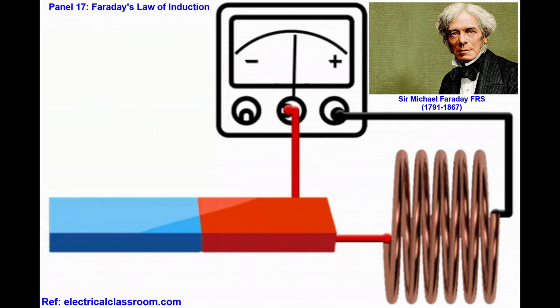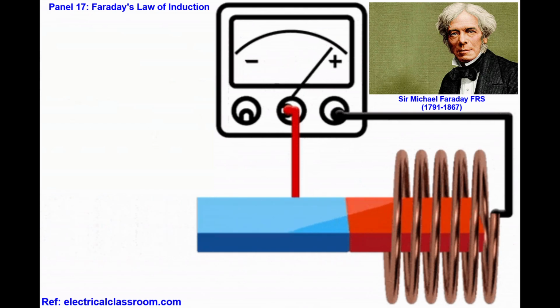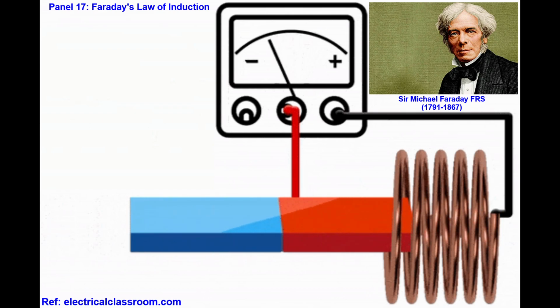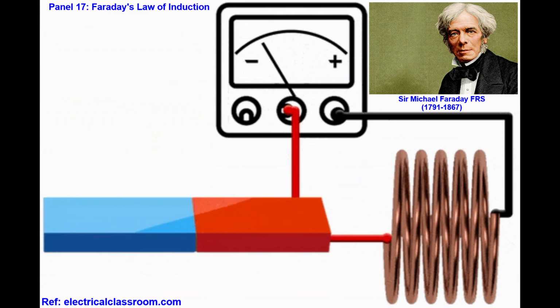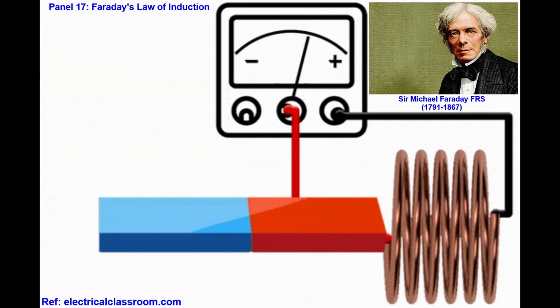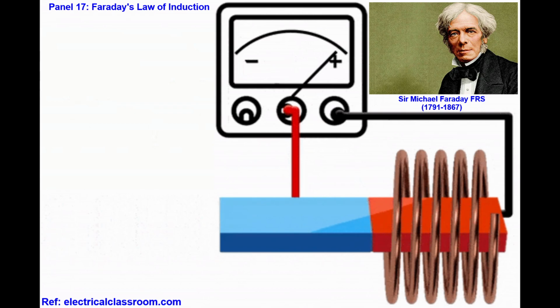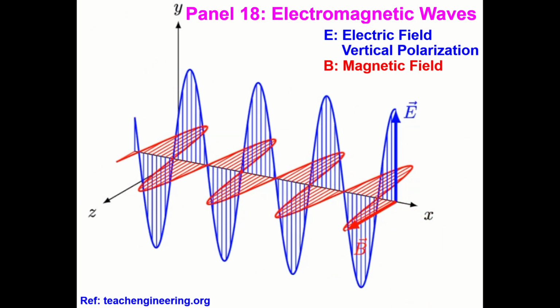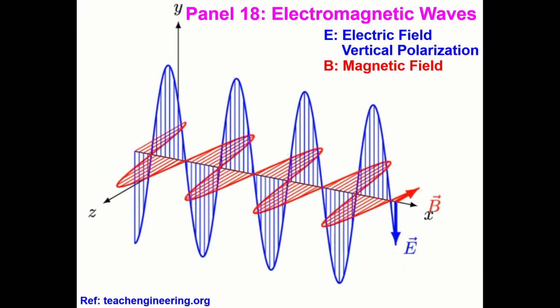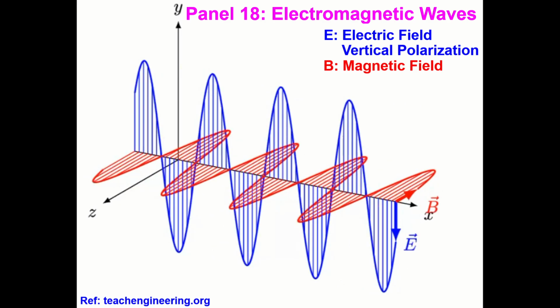As the magnet moves in and out of the coil, its changing magnetic field induces current, visible on the ammeter. This demonstrates Faraday's law of induction. Motion of a magnetic field through a conductor generates electricity. Ampère-Maxwell and Faraday's laws describe how electric and magnetic fields interact.